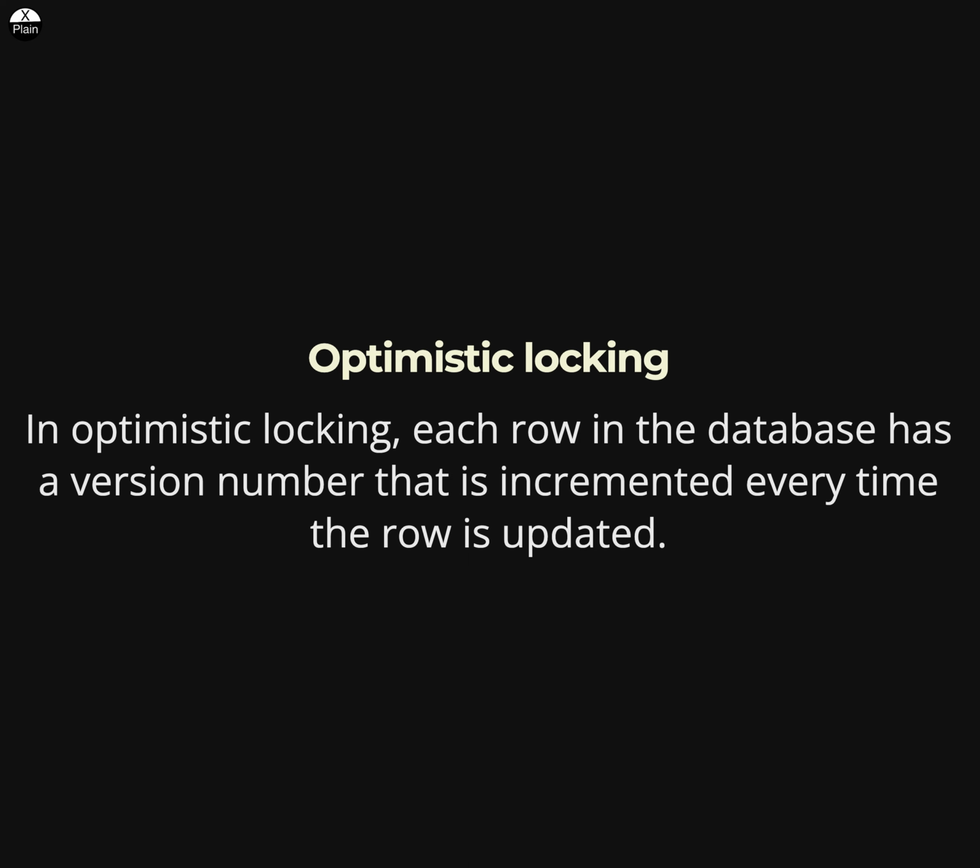In optimistic locking, each row in the database has a version number that is incremented every time the row is updated. When a transaction updates a row, it checks the version number to ensure that the row has not been modified by another transaction since it was last read. If the version number has changed, it means that the row has been modified by another transaction and the update is rejected.